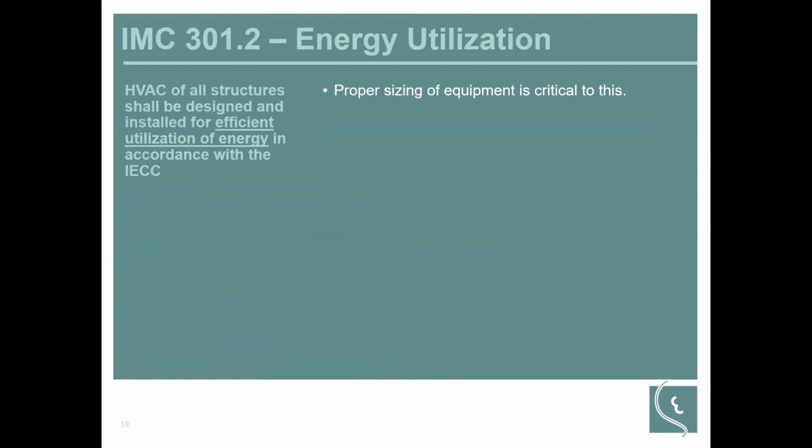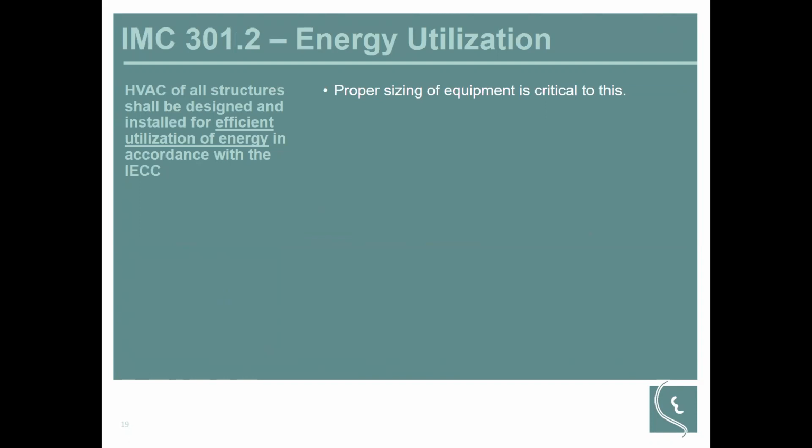So as far as energy utilization of equipment, the mechanical code calls out that we are looking to design and install HVAC equipment for efficient utilization of energy in accordance with the IECC. Proper sizing of equipment is very important to proper function of equipment, as improperly sized equipment is frequently less efficient and likely less effective. One example of this could be an oversized air conditioner that would not be able to properly dehumidify a space. And if I have high humidity, that can lead to mold and indoor air quality, as well as comfort issues.